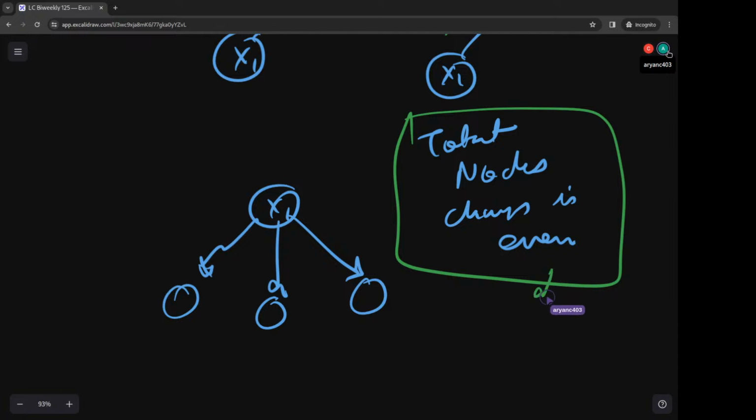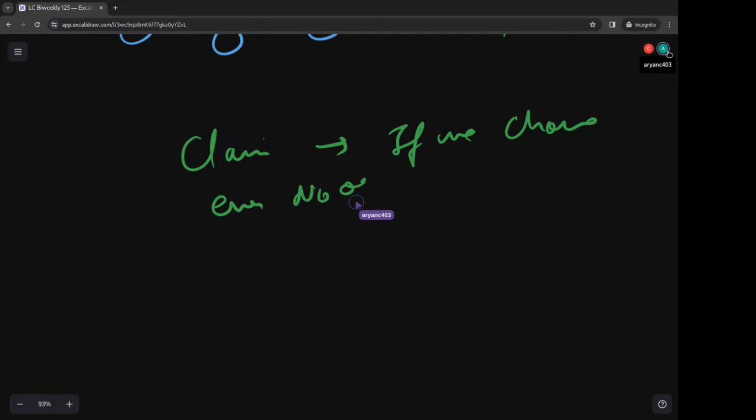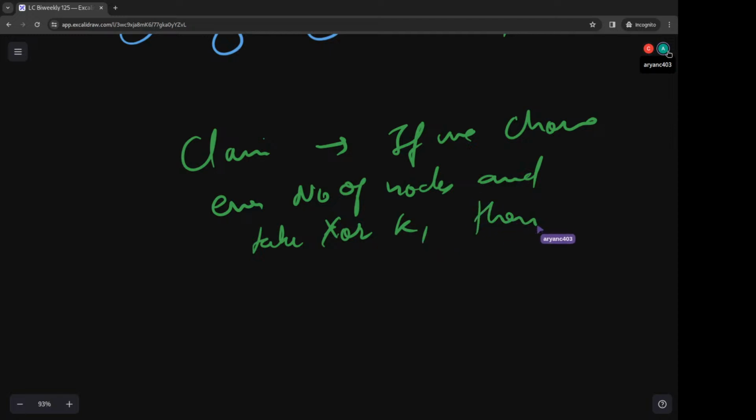Any questions on this one first? And my claim is, if we choose an even number of nodes and take XOR, then we will be able to find the edges we need.